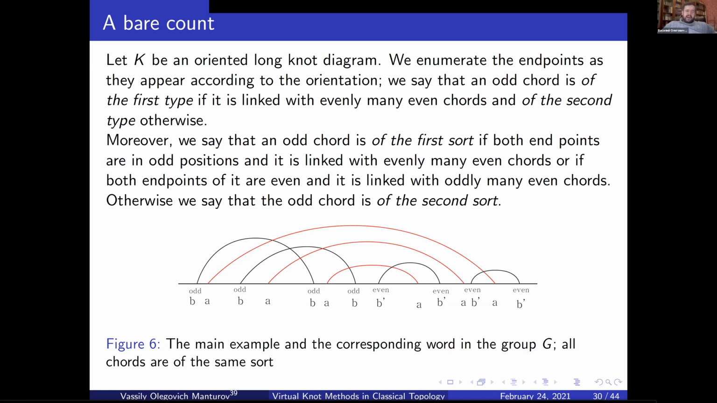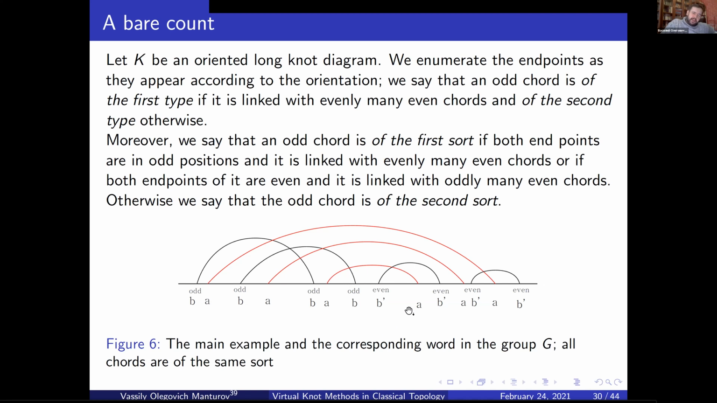So actually, here, in order to say that a chord has a certain type, I should take into account two bits of information. One bit of information is how many even chords it's linked with, and the other bit of information is when I write it down as a word. So what are the positions of this chord? So is it started in an odd position, or is it started in an even position?